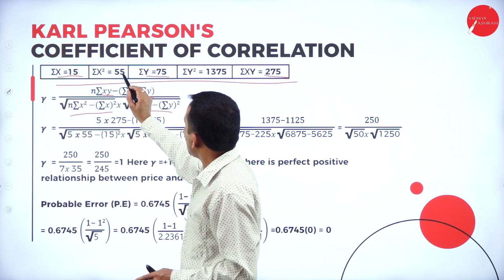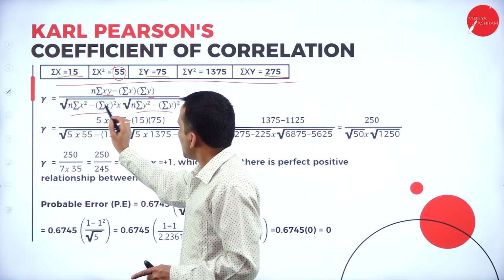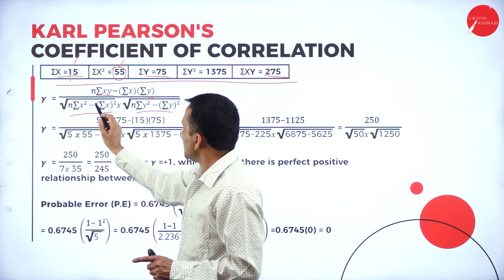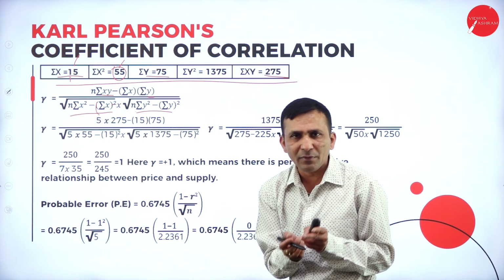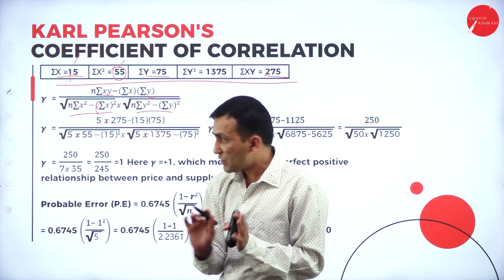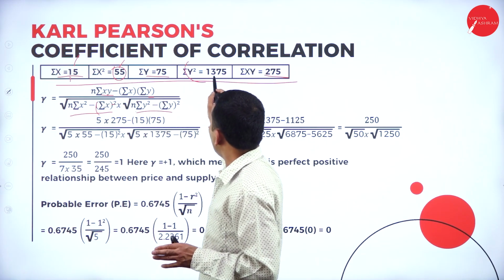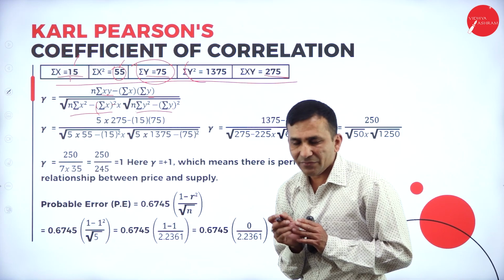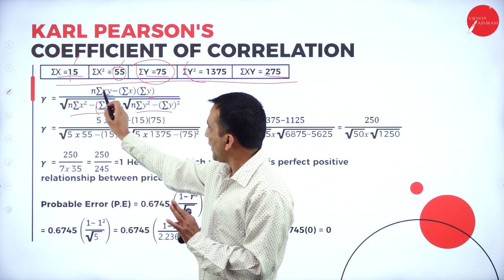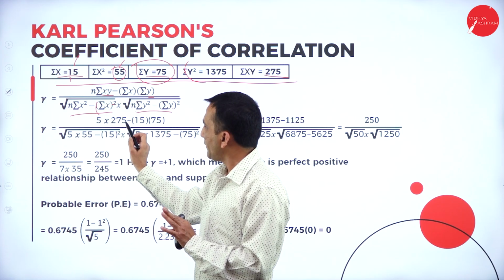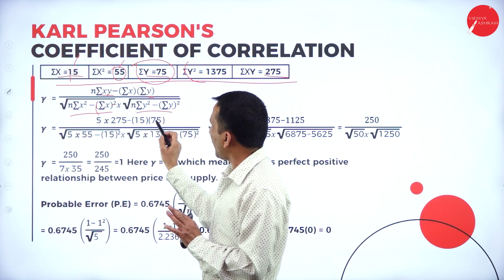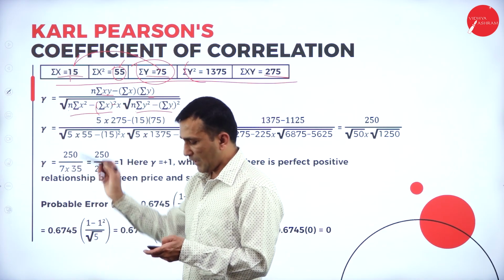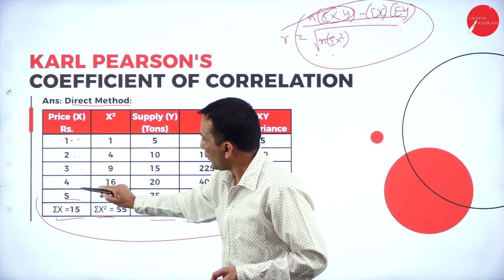So sigma x square we got 55. Sigma x we already got, which is related to the mean and standard deviation, so take the square. The same thing is applicable for the y series, n number of items, and sigma y square we got 1375. Same thing, sigma y with the help of the question we got 75. Now we can simplify. We multiply 5 into 275 and 15 into 75, divided by the number given in the question, 5 numbers: 1, 2, 3, 4, 5 items.